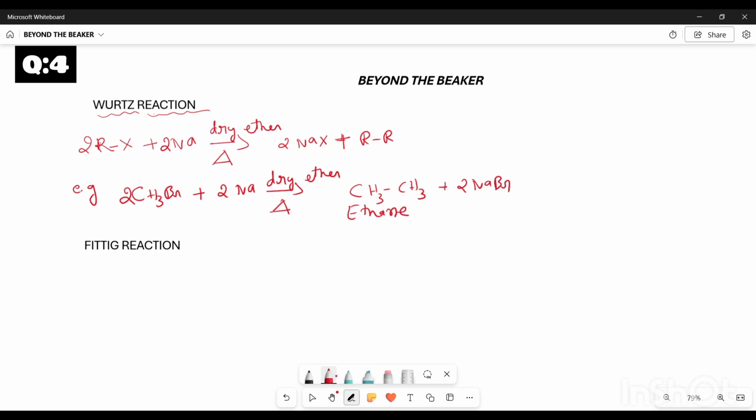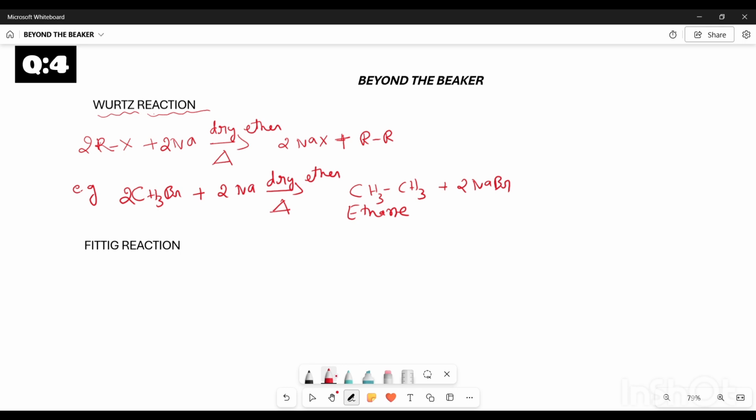Wurtz reaction is used to get higher alkanes. Look here, I take methyl bromide, I get ethane. In the reactant you have only one carbon atom, in the product 1 plus 1, 2. So if you take ethyl bromide, you get the product butane, 2 plus 2, 4, like this.